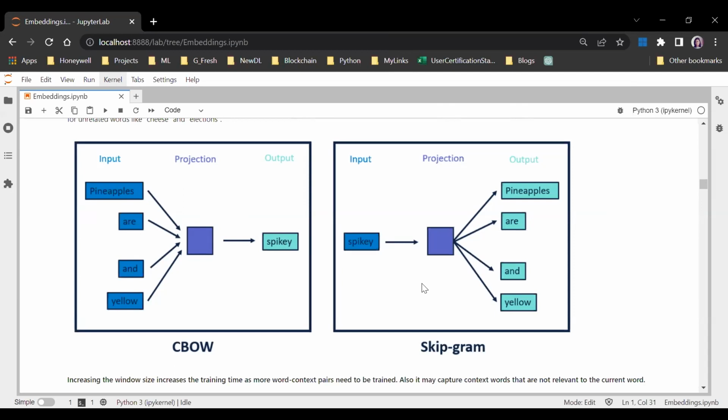In the skip-gram architecture, it's the opposite. We predict the surrounding words based on the current word. If we compare both these architectures, continuous bag of words is a rather simpler model as compared to skip-gram, because in CBOW we just need to predict the one word which is in focus, given a context of words. In skip-gram, we have to predict more words based on just one single word.